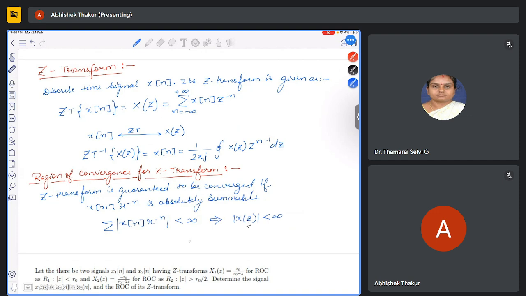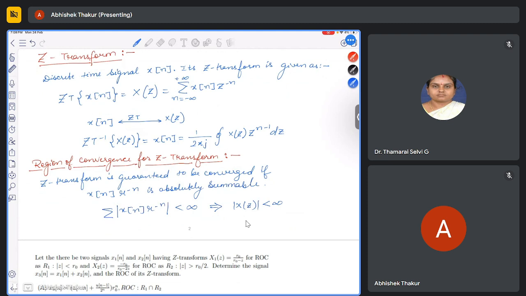And the region of convergence consists of those values of z for which the Z transform converges, where we can write z as r e to the power of j omega and the mod of z is equal to r. There are various properties of the Z transform, but we'll see those and also solve some problems.